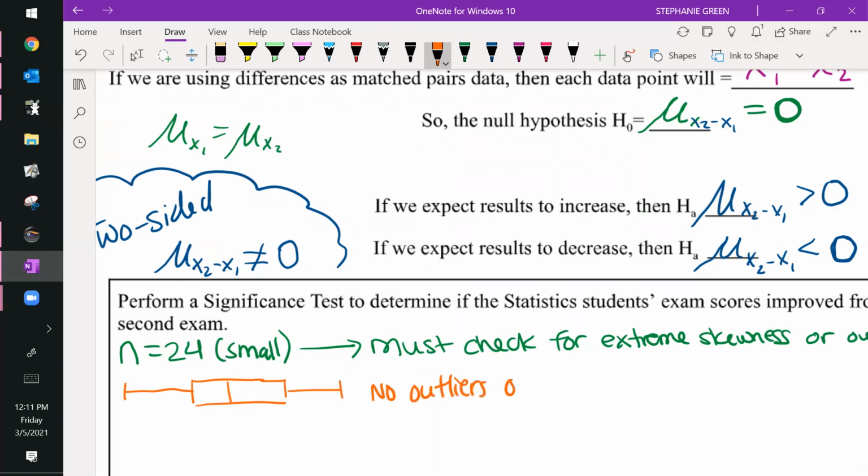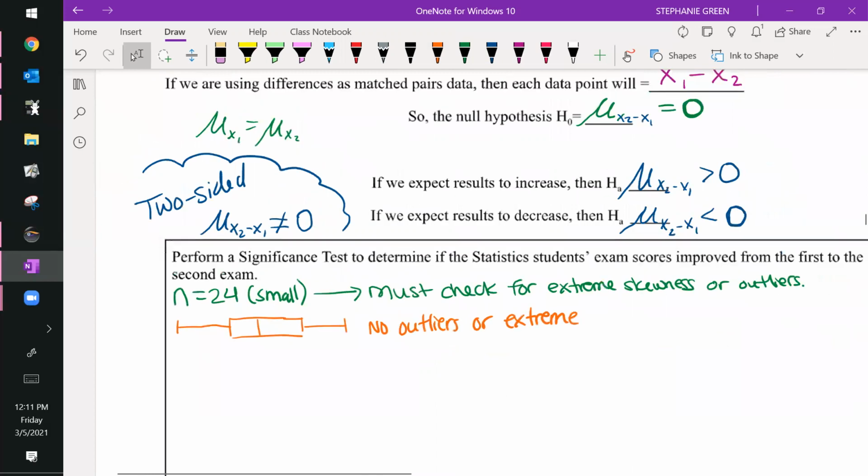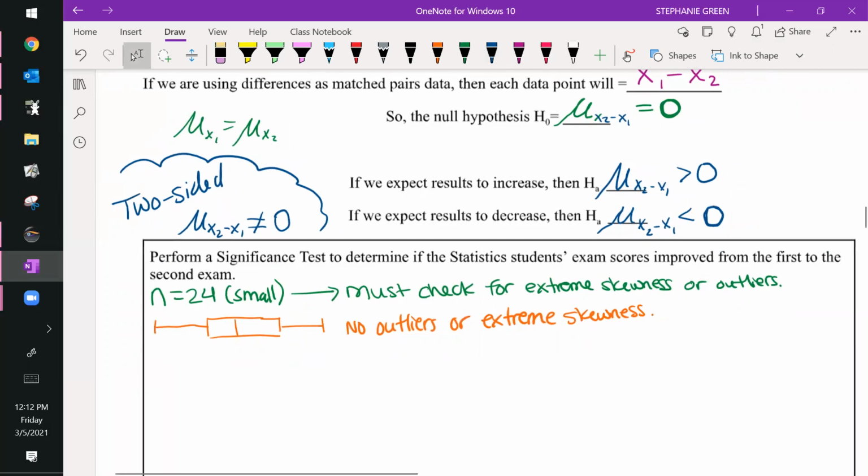So remember again, with all of these different tests and procedures that we do, almost all the time, there are conditions that have to be met in order for us to perform these tasks. And so you always have to make sure that you are checking to make sure those conditions are met before you even start. Okay, so now that we've checked that, we can go ahead and start.